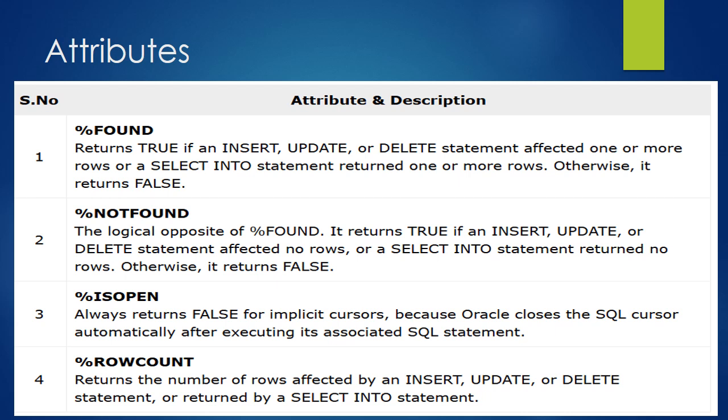%ISOPEN always returns FALSE for an implicit cursor, because Oracle closes the SQL cursor automatically after executing the associated SQL statement. Then %ROWCOUNT returns the number of rows affected by an insert, update or delete statement, or returned by a select into statement.